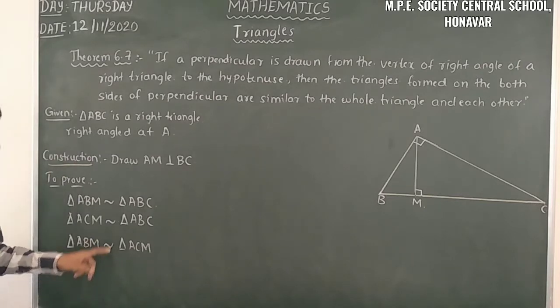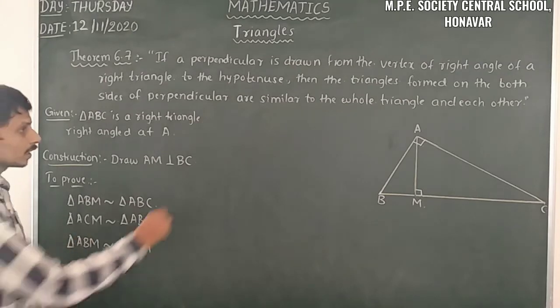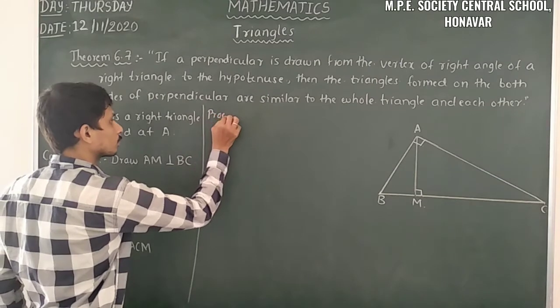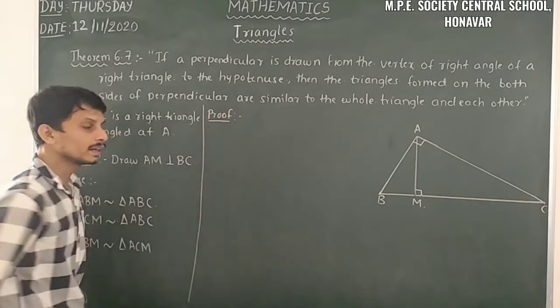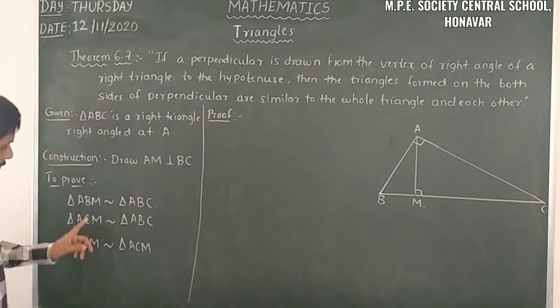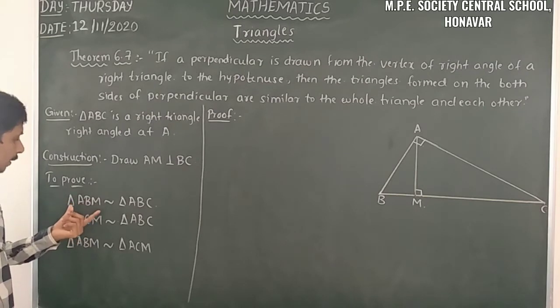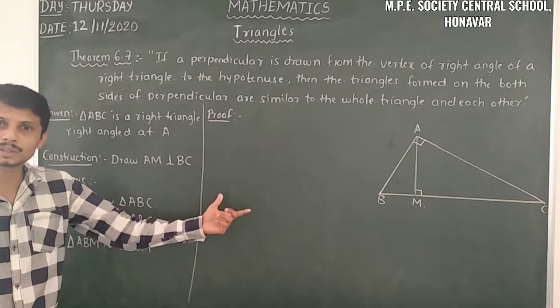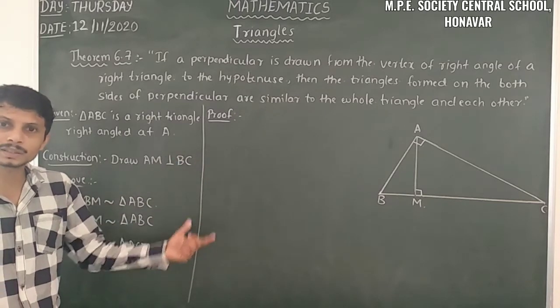So this one we have to prove. When we prove those two things, we can easily take this one. So let us take the proof here. Proof. Here it is quite simple, just observe: we have to prove triangle ABM is similar to triangle ABC. Let us consider those two triangles, and what are the equalities possible.